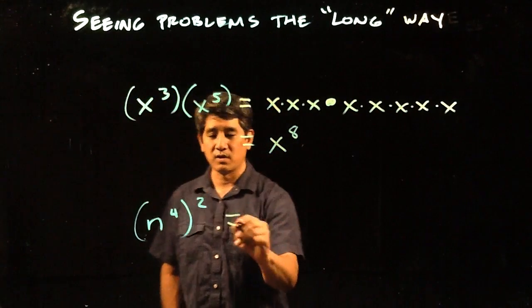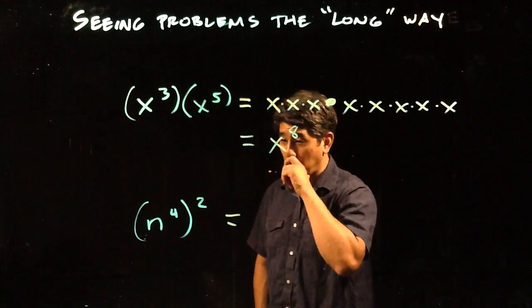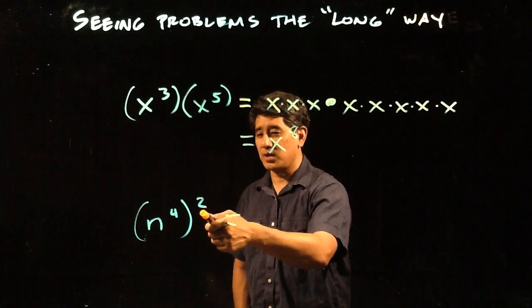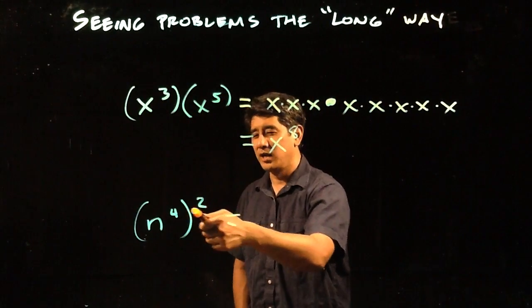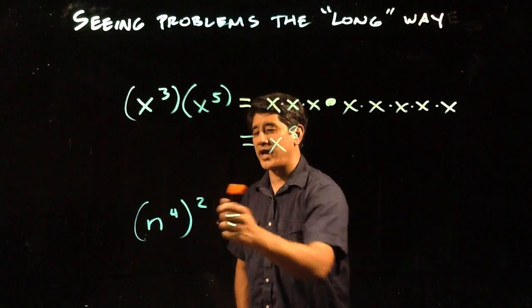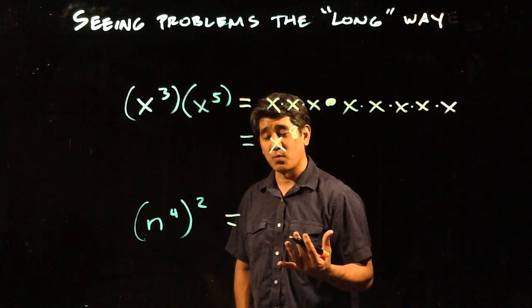Okay, I have the same thing on problems like these. I see it all the time. n to the fourth to the second. People think to themselves, am I supposed to multiply? Is it 4 to the second power? Do I add them? And they just don't remember at that moment.